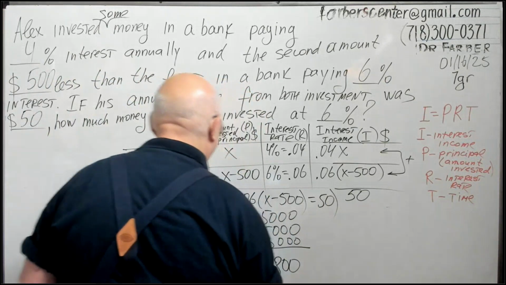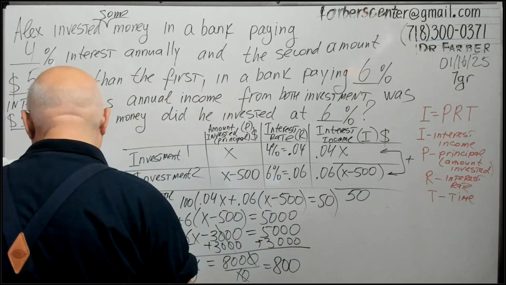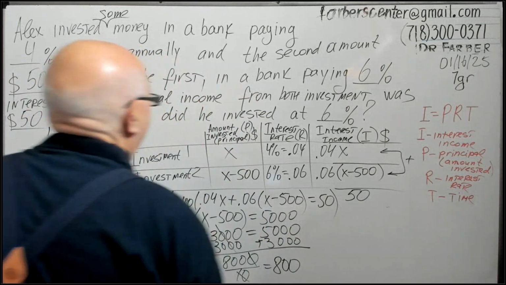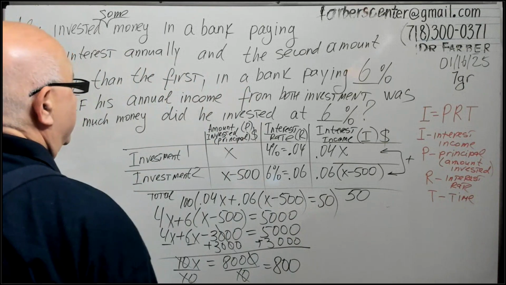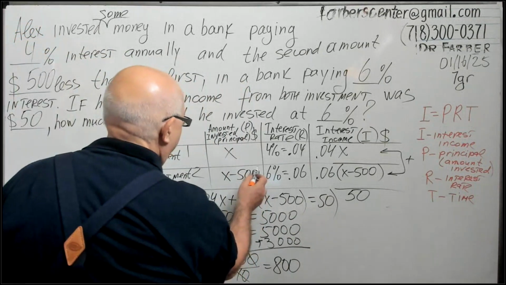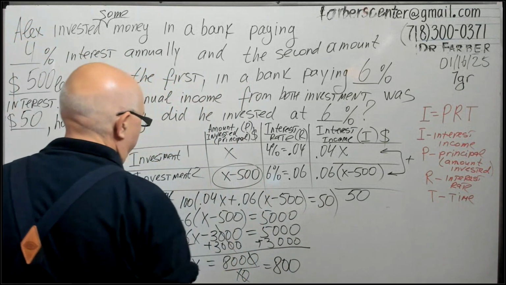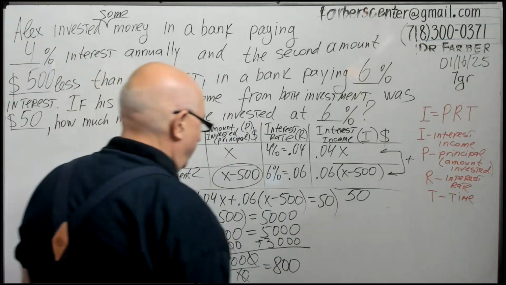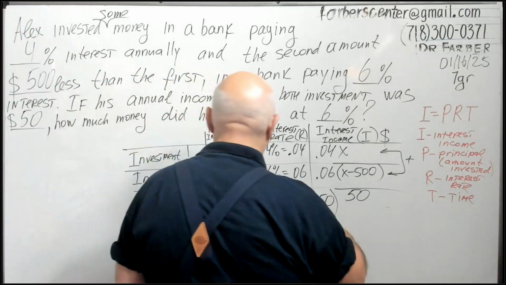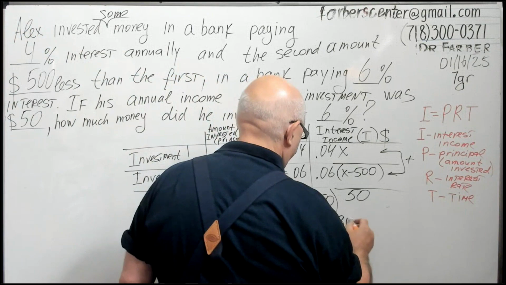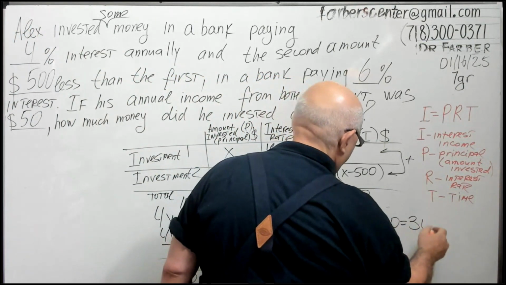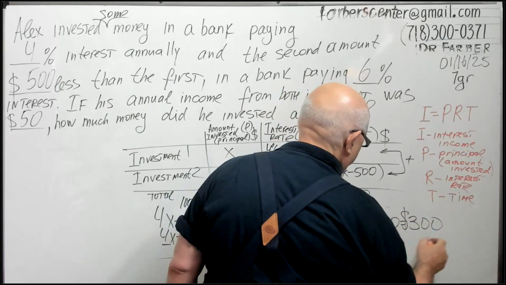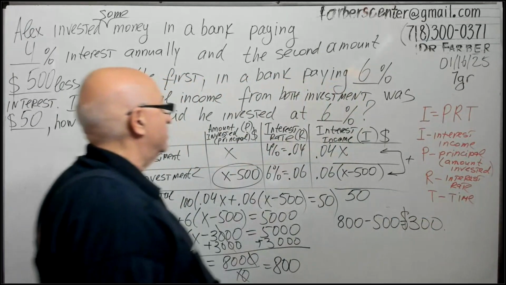800. But what do they ask you? Read this again. Okay, how much money did he invest at 6%? Always put in all of what they ask you about. This is a question. So the very last step, I use this space. 800 minus 500, which is $300. Better to use dollars than USD. Okay, dollars.